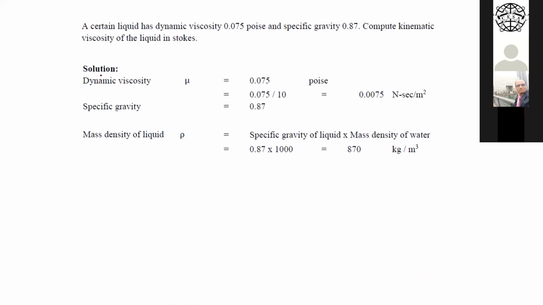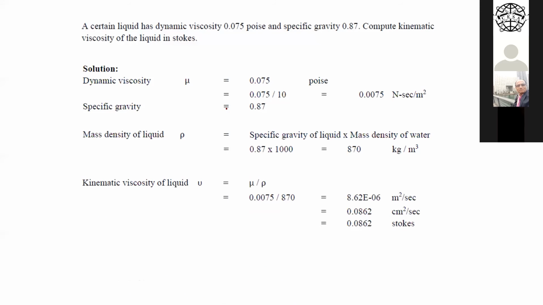Given the specific gravity, you can always calculate mass density. Then you can calculate kinematic viscosity by mu by rho. So this is how the procedure is done: nu is mu by rho. Sometimes they tell you to tick the values of the kinematic viscosity, which you can do.